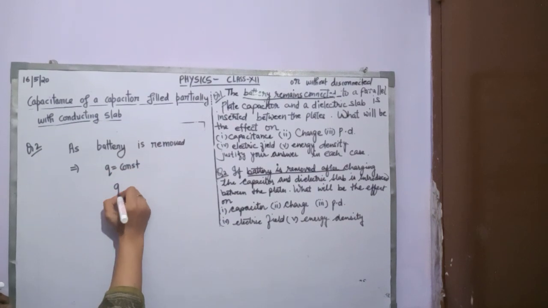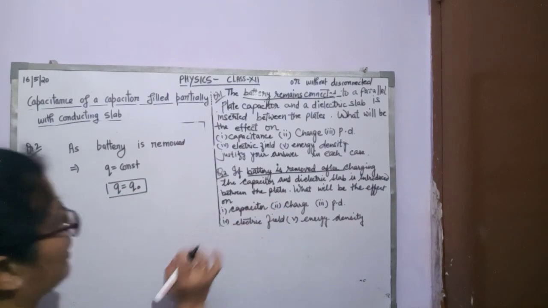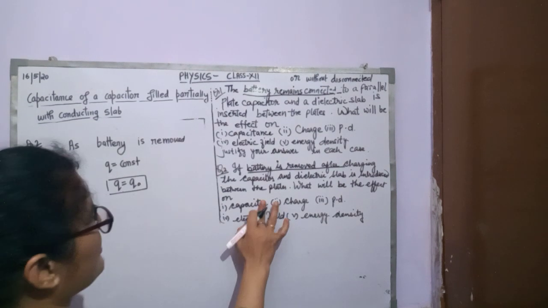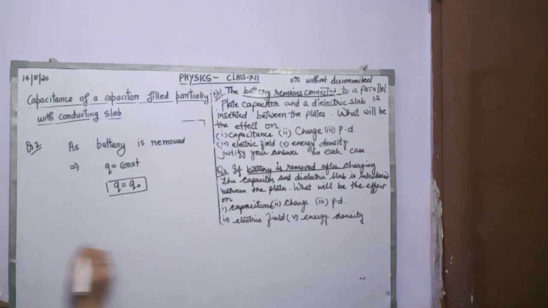That means Q is equal to Q naught. There is no change in the charge. This is the answer of second part. And the first one is capacitance. What will be the value of the capacitance?